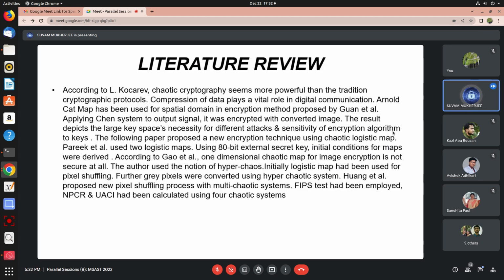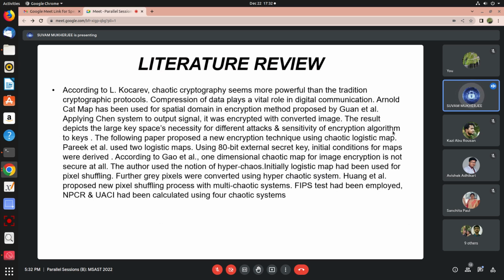Basically, L. Kocarev is the first one who introduced the notion of chaotic encryption in the public domain. Around 2001, in his famous paper in the IEEE magazine, named Chaos-Based Cryptography: A Brief Overview, he mentioned that chaotic cryptography seems more powerful than the traditional cryptographic protocols.